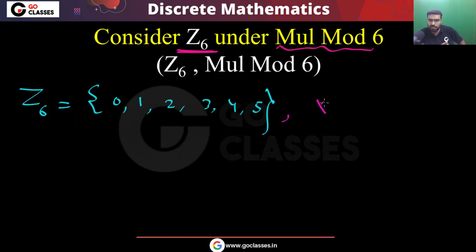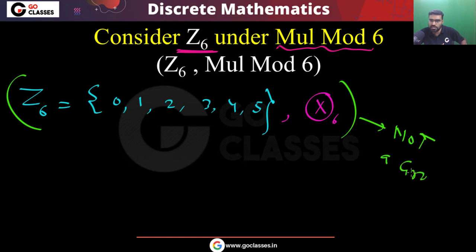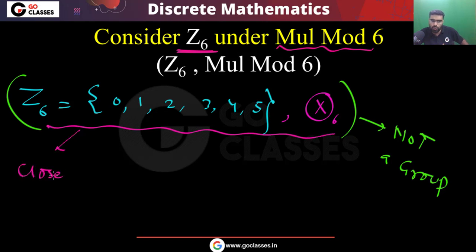But our operation is multiplication modulo 6. Now, under this multiplication modulo 6, this complete structure is not a group. Why is this structure not a group? See, this structure has the closure property, it also has the associative property, and it also has an identity element. So there is no problem with these three. Closure is satisfied, associativity is satisfied, and the identity element is 1.